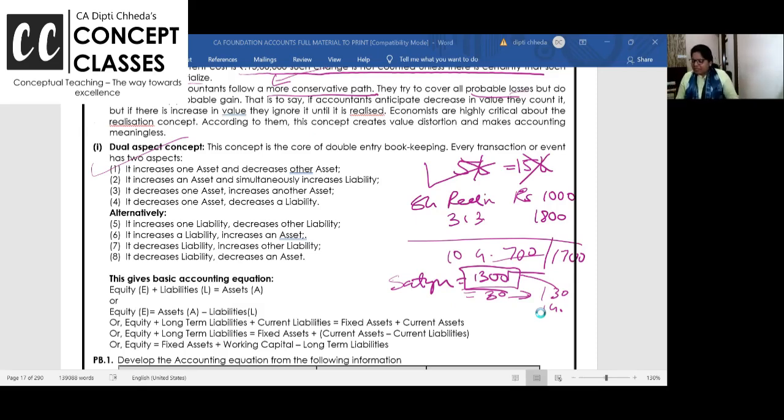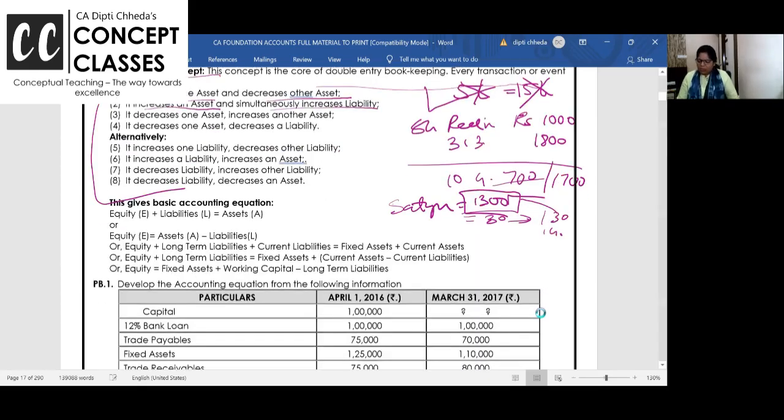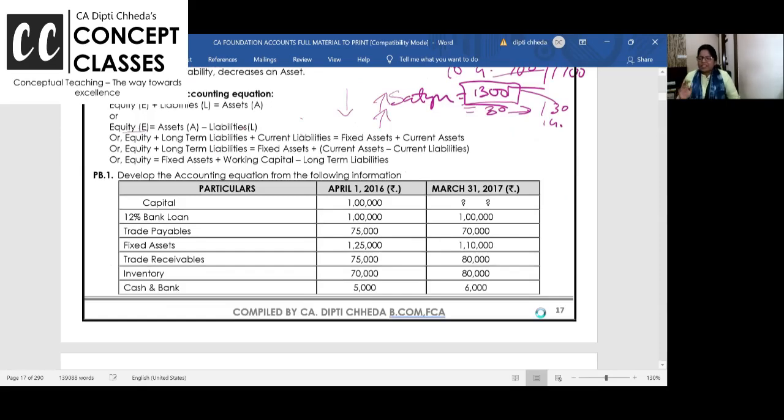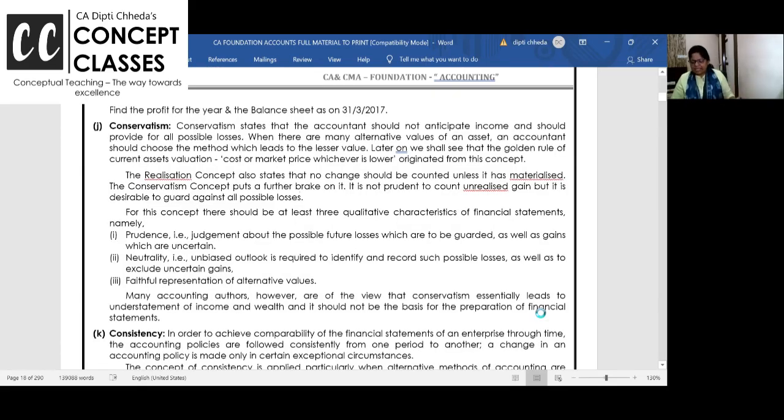So this concept is the core of double entry. Every transaction has this dual aspect concept. It increases one asset and decreases another asset. Okay? It increases an asset and simultaneously increases a liability. This concept I will explain. I hope all of you know assets minus liabilities is equity or capital. If assets decrease, then liability increases or capital increases, and so on. Right. We'll solve accounting equation questions in the next class.